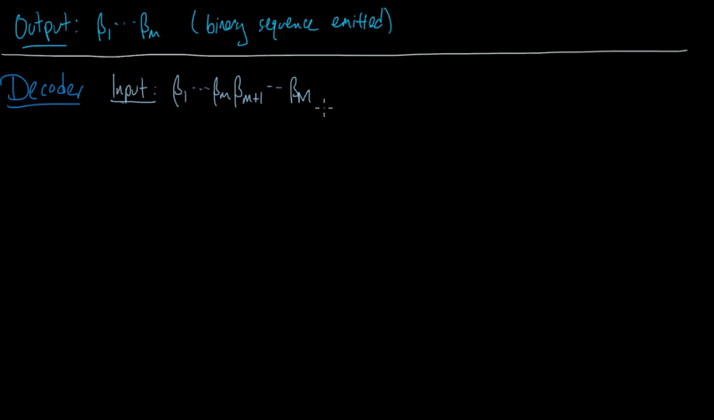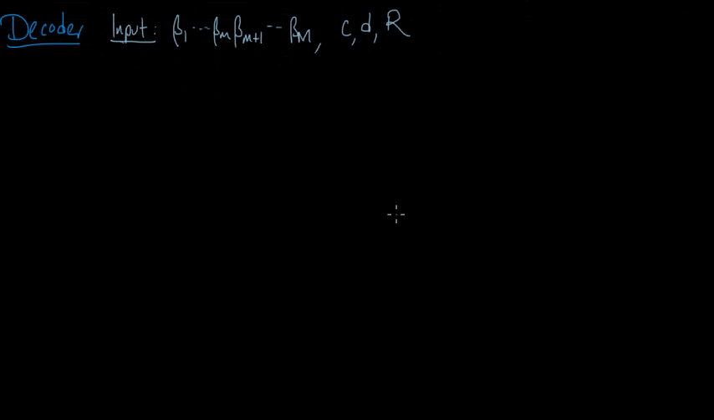Okay, so we get that, and we also get our C and D, just like before, and let's suppose we also get this R once again, like in the encoder. Very good. So this is going to start out looking like the infinite precision decoder. We initialize A to 0 and B to whole. Whole is playing the role of the number 1.